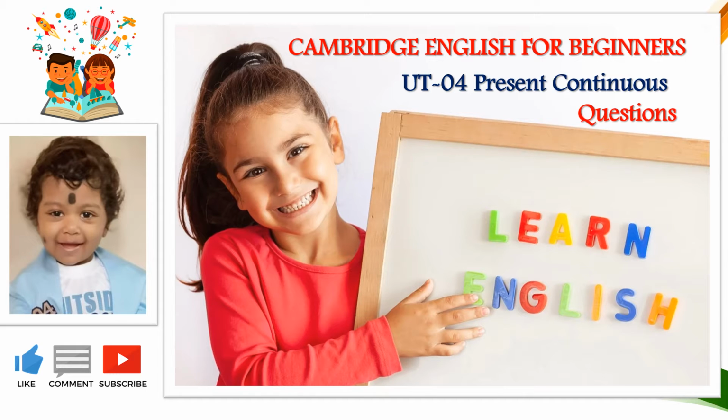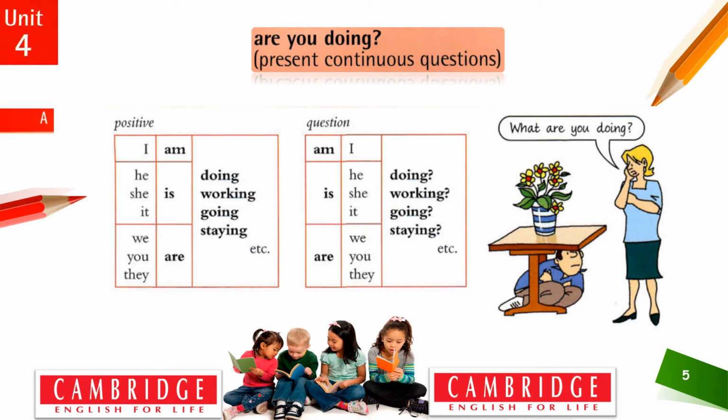Students, today you have Unit 4, Present Continuous Questions. First of all, let us see the form. We have positive and question. We have pronouns I, he, she, it, we, you, they. For this, we are using auxiliary verbs, or we can say helping verbs, plus present participle, or we can say verb plus ing. I am doing.